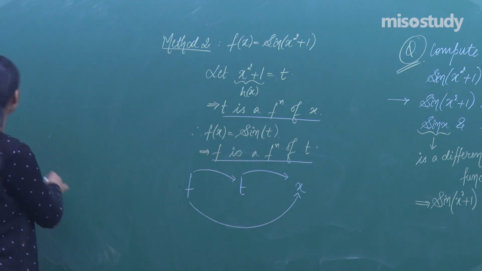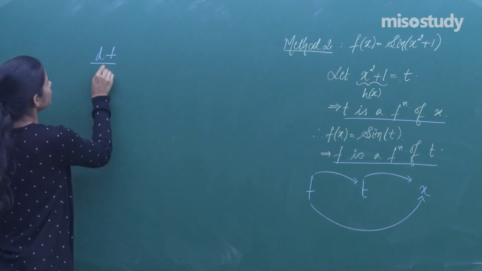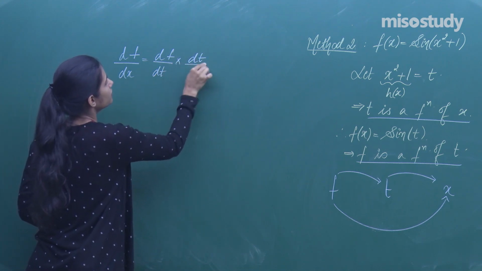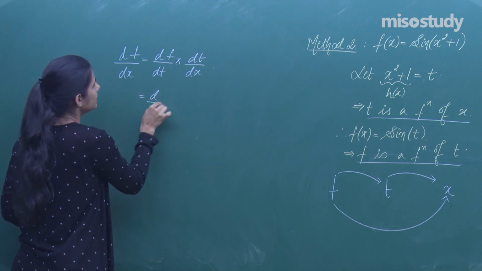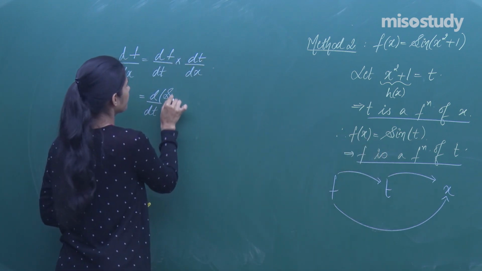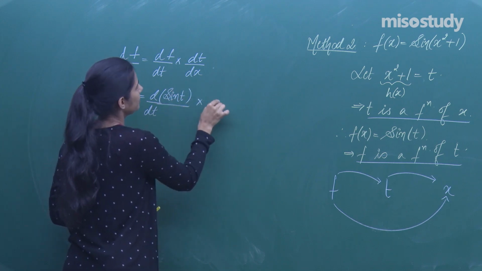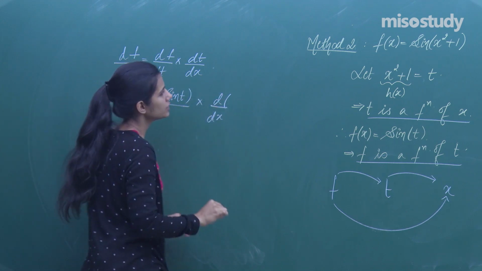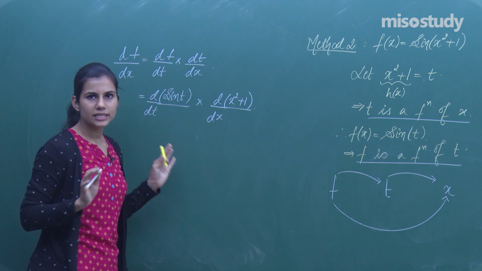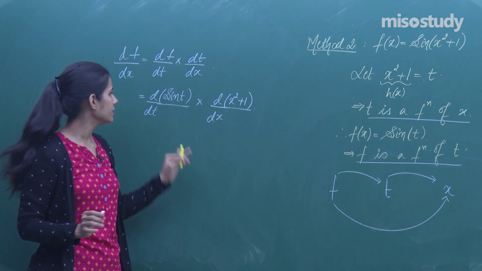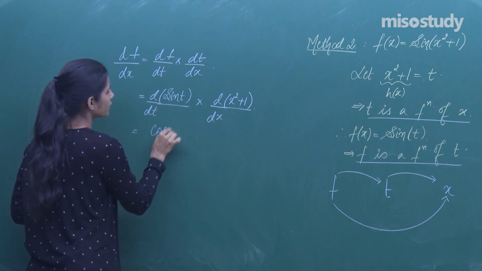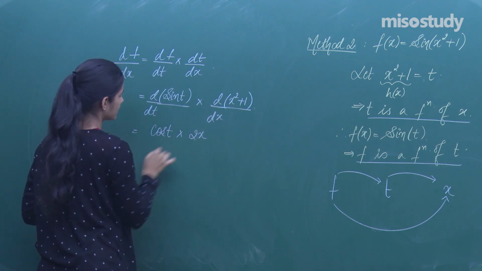And therefore, derivative of f with respect to x is derivative of f with respect to t into derivative of t with respect to x. That is d by dt of sine t multiplied by d by dx of t, which is x square plus 1. We have obviously landed ourselves at the exact same step like we had in our method 1. Just in place of t there was u written, nothing else was different. d by dt of sine t is again cos t. This is again just 2x.